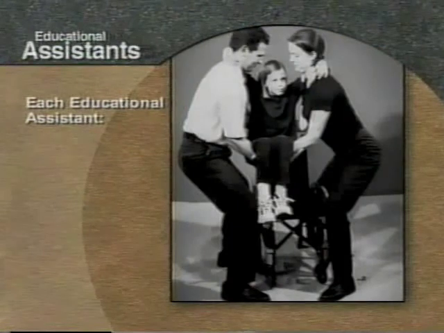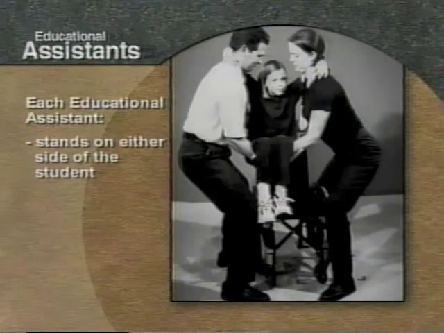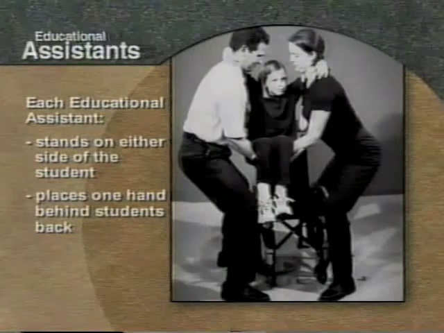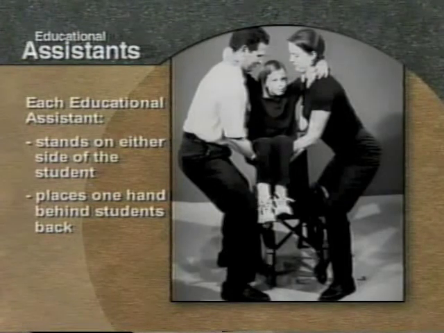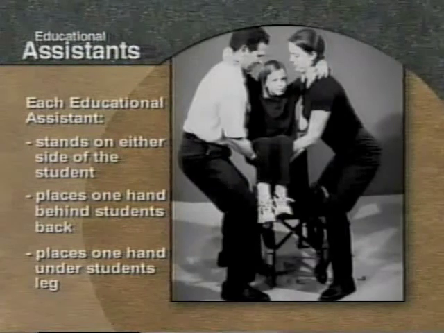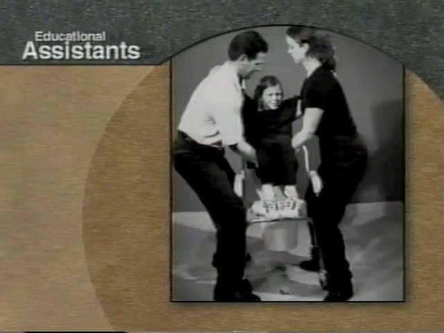We see that during this parallel lift, the educational assistants position themselves on either side of the student as the student places her arms over their shoulders. At this point, we note that each educational assistant places one arm behind the student's back and grips the other assistant's wrists. As each assistant places their other arm under the student's legs, they interlock their wrists and walk in step to the commode.